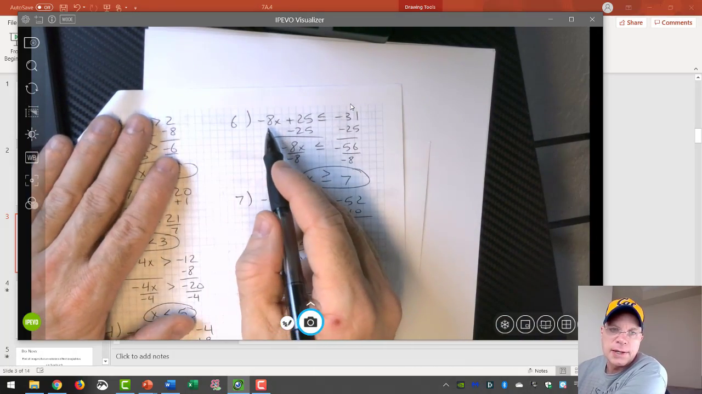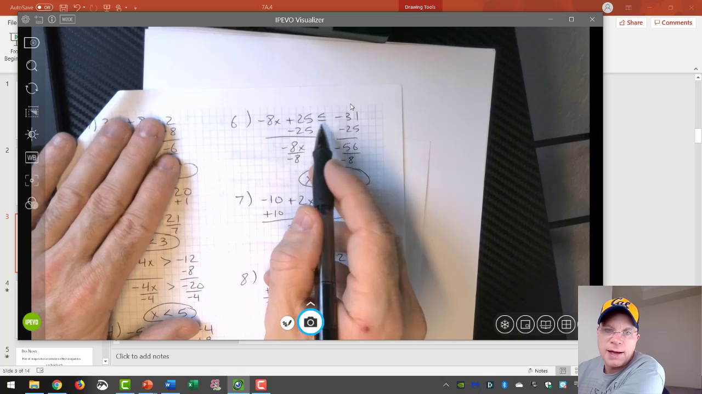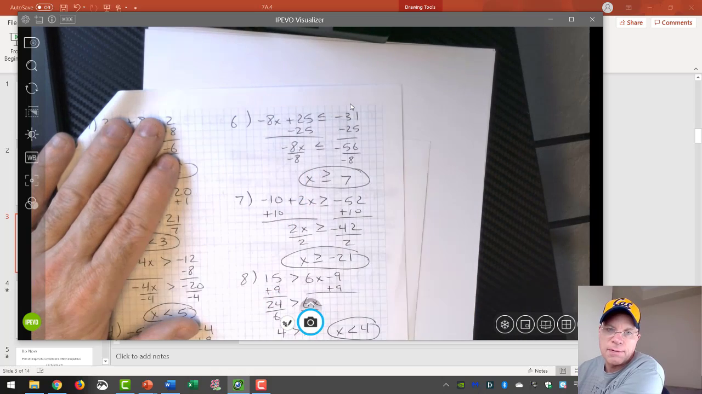Number 6, negative 8x plus 25 is less than or equal to negative 31.